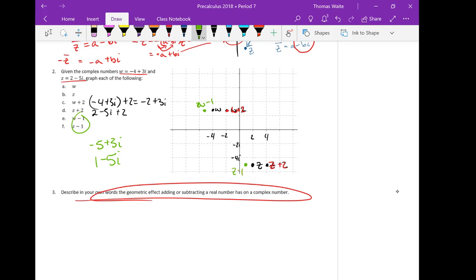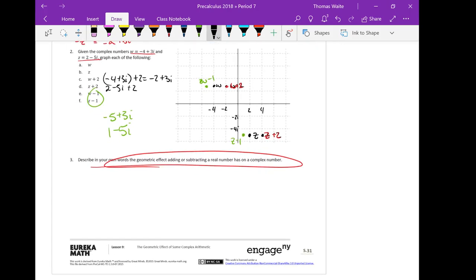Yeah, so it looks to me like as I added the real number 2 in red, my points moved to the right 2. W moved to the right 2, z moved to the right 2. As I subtracted, it moved to the left 1. So describe in your words a geometric effect.